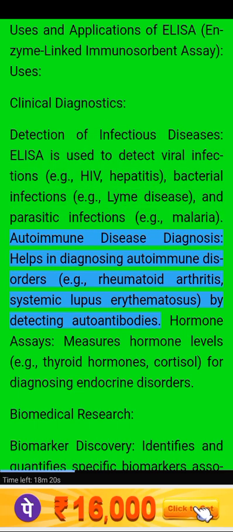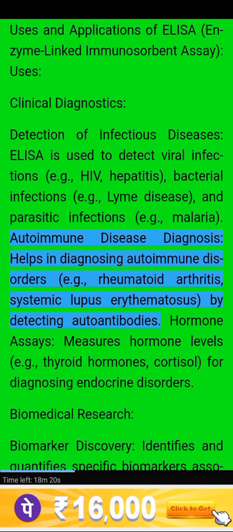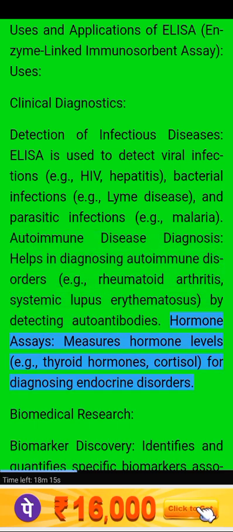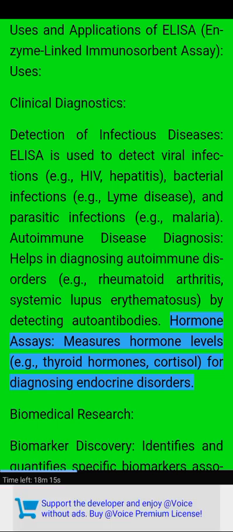Autoimmune disease diagnosis. Helps in diagnosing autoimmune disorders, e.g., rheumatoid arthritis, systemic lupus erythematosus, by detecting autoantibodies. Hormone assays. Measures hormone levels, e.g., thyroid hormones, cortisol, for diagnosing endocrine disorders.